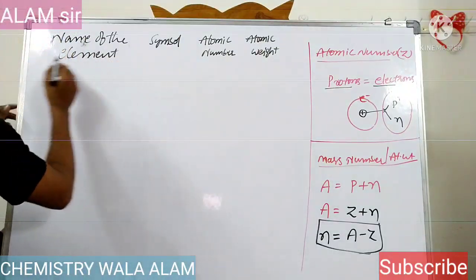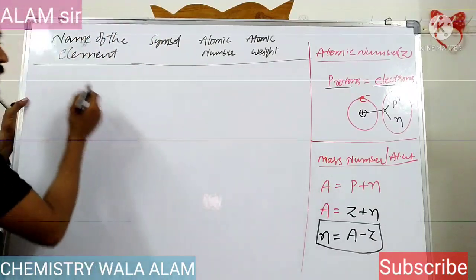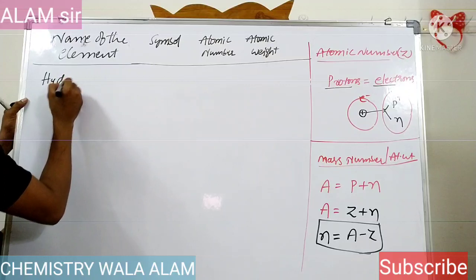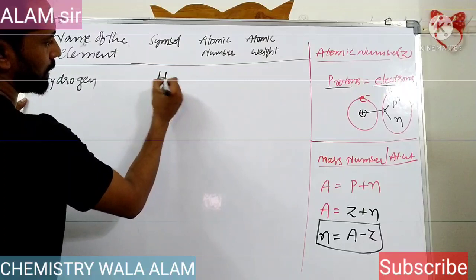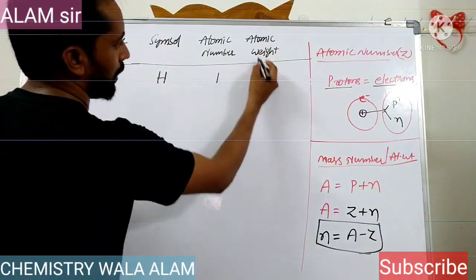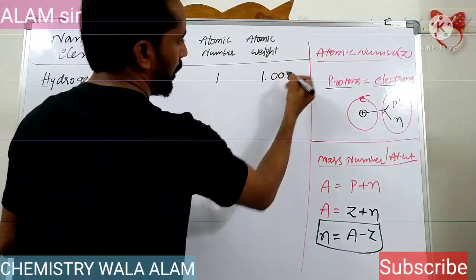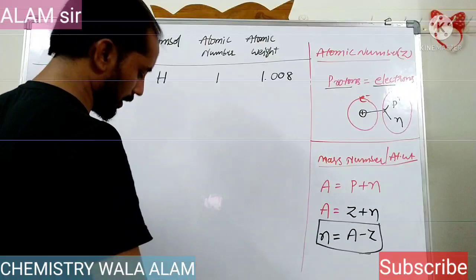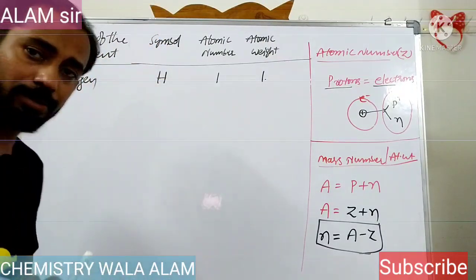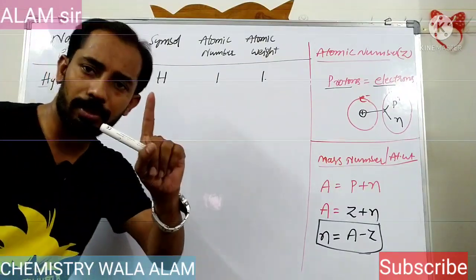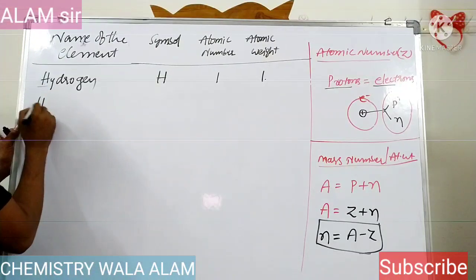Now let us start with the name of the element, symbol, atomic number and atomic weight. The first element is hydrogen. The symbol of hydrogen is H. Atomic number is 1 and atomic weight is also 1. The value is 1.008, but the rounded value, 1, will be taken. Why is hydrogen first? Because it contains only 1 electron and 1 proton, that's why its atomic number is 1. Next, the second one is helium.